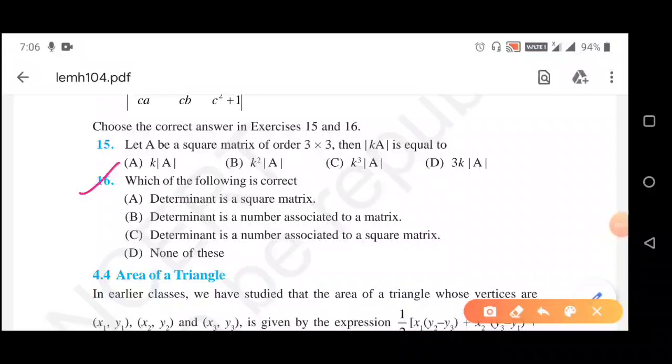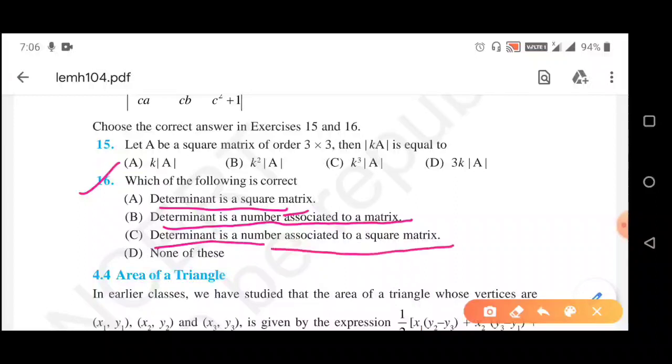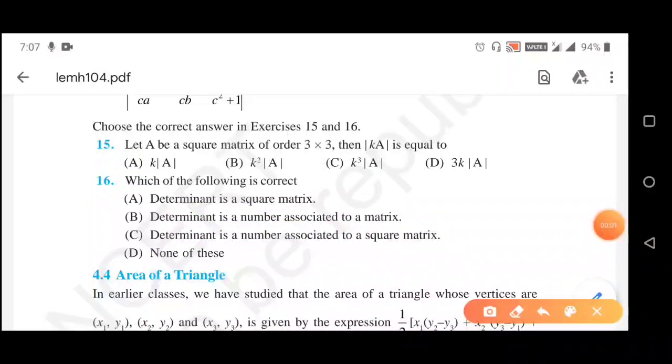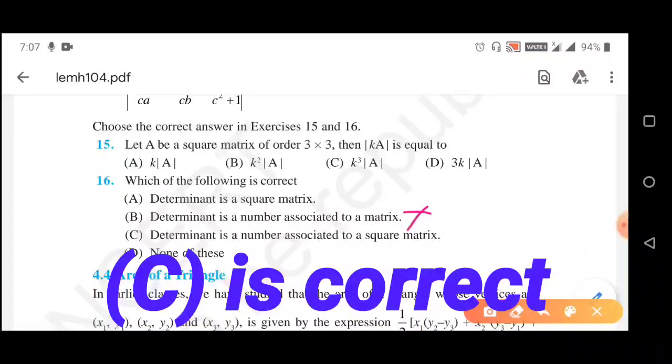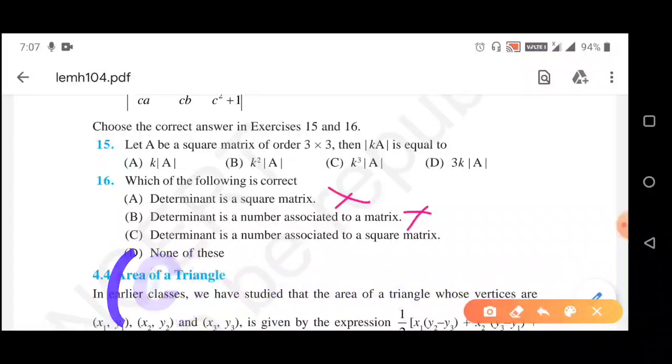Question number 16. Which of the following is correct? Determinant is a square matrix. Determinant is a number associated to a matrix. Determinant is a number associated to a square matrix. None of these. Now see, determinant is not a square matrix. We can find the determinant of that matrix which is a square matrix. We cannot find the determinant of every matrix. So it cannot be B, it cannot be A.